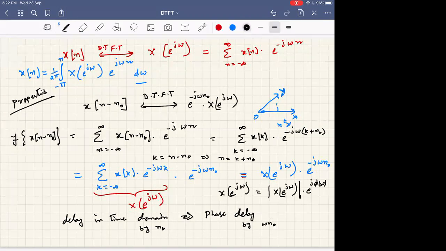This can also be considered as modulation. If you write it in terms of real and imaginary components, this will be cos omega n naught minus j sin omega n naught. So you are multiplying with cosine and sine signals within the frequency domain. So this can also be considered as some kind of modulation of this spectrum. Fine. Is it fine or not? Yeah, fine, sir. Okay, so now let us move on.